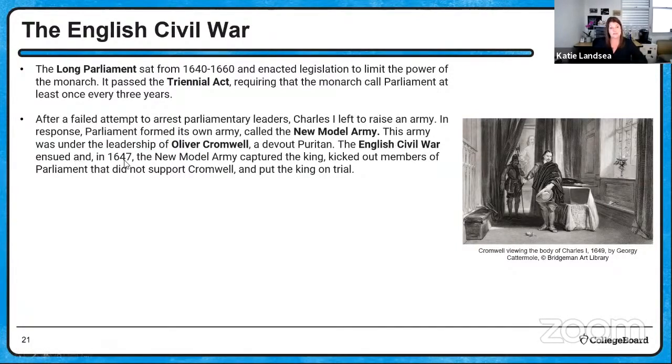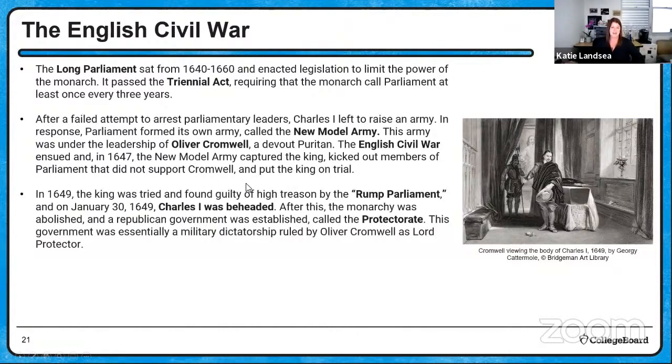So the English Civil War ensued, and in 1647, the New Model Army captured the king, kicked out members of Parliament that did not support Oliver Cromwell, and put the king on trial. In 1649, the king is found guilty. He's found guilty of high treason by this Rump Parliament, and on January 30th of that year, he is beheaded.